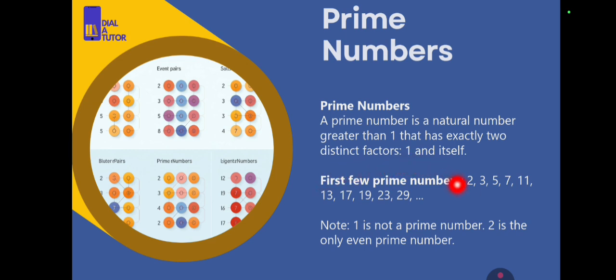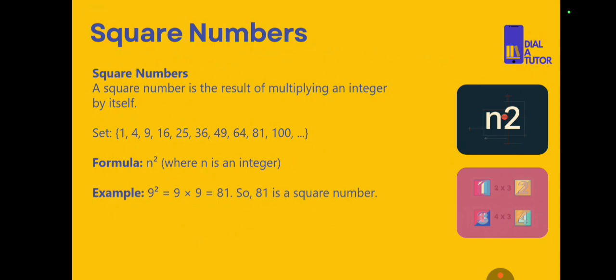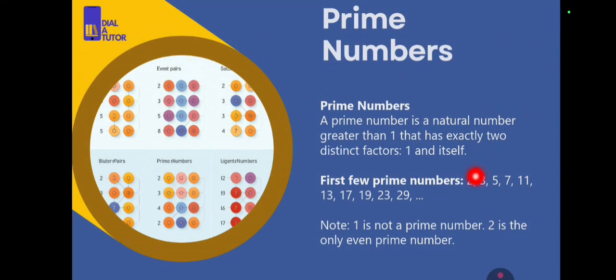So, for instance, 2 only has 1 and 2 that divide into it. 3 only has 1 and itself, 1 and 3, that divide into it. If you have 29, there are no other numbers that get into 29 besides 1 and 29. 1 is not a prime number since it only has itself. We are talking about whole numbers that divide into 1. And 2 is the only even prime number. So 2 can double as a prime number as well as an even number and a factor of any other even number.